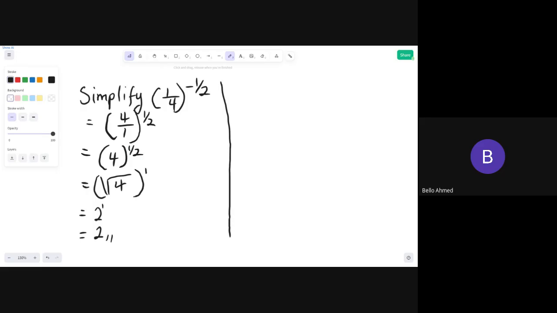That is, if you have open bracket 1/4, everything raised to power minus 1/2. So what you're going to do here, what some people actually know is that this minus, they are going to use it to write 1 over. Well, that is very correct. So once you use the minus to write 1 over, then the next thing you're going to do is rewrite everything without the minus now.